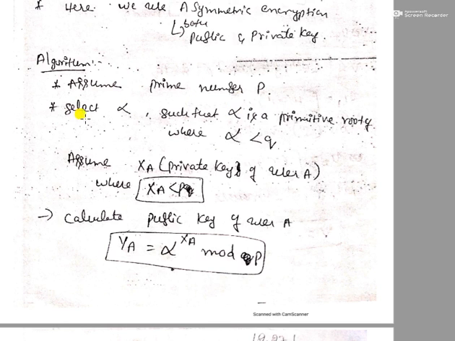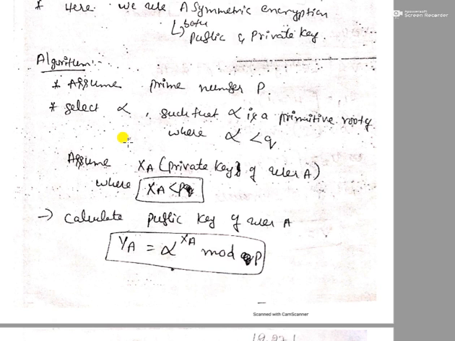And then select alpha. You can take any symbol, but here I took alpha. This alpha should be a primitive root, where alpha is less than p. So first you assume the prime number, and then next you select one alpha. Alpha is a number, and that number is a primitive root. If you don't know what a primitive root is, don't worry, I will explain it while we discuss an example.